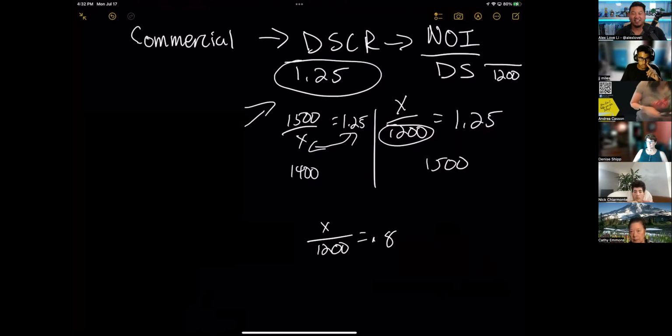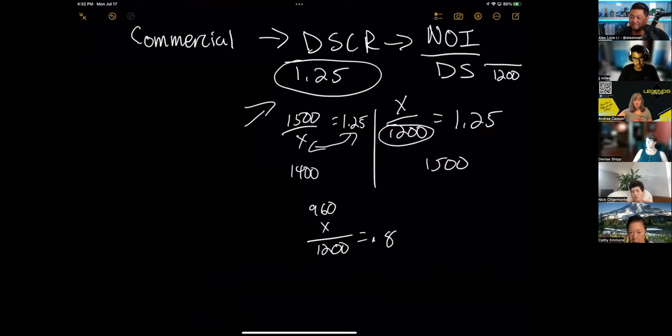JJ with the quick answer right there. Yeah, 1200 times 0.8. So your NOI is right now at 960. Okay, reversing this. At 960, what do you need the debt to be at for the bank to give you a deal? You can't be at 0.8. You need to be at 1.25. What does this debt have to be at?